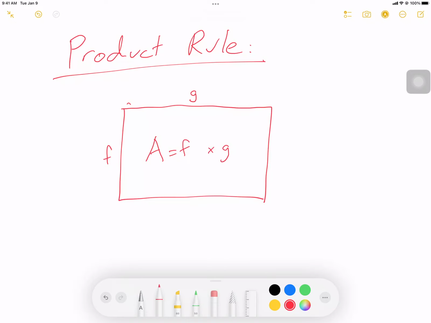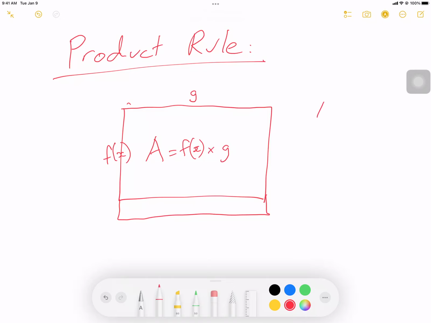So if I'm looking at the area of a rectangle, then I might say that that rectangle had an area that was the height, which I'm going to call F, times the width, which is G. Now, if my height started changing with respect to some time or some other variable, then I might write it as A of f of x, right?